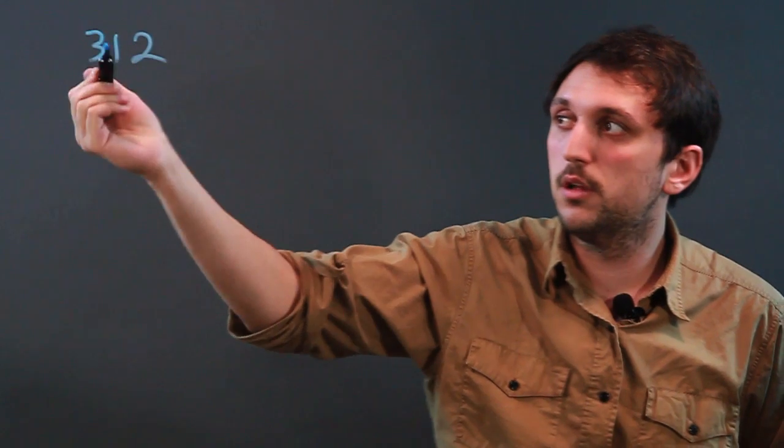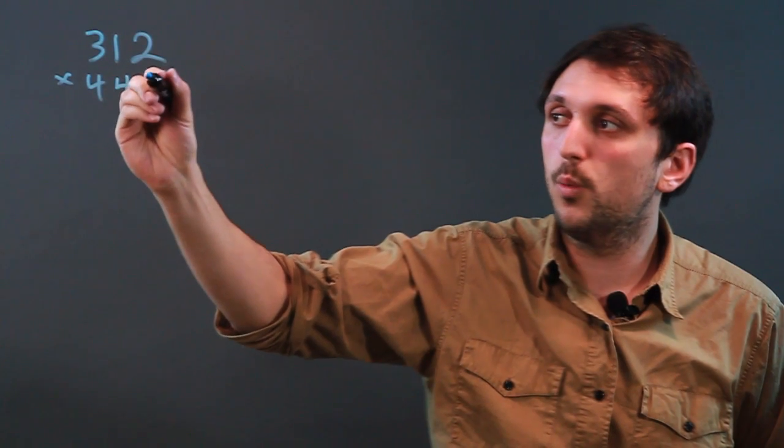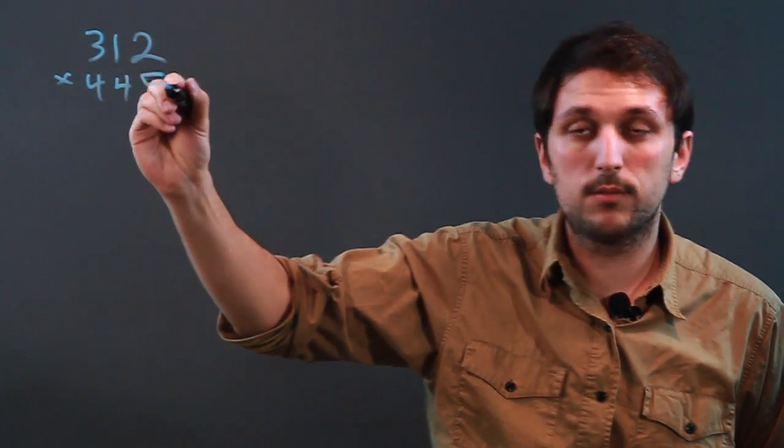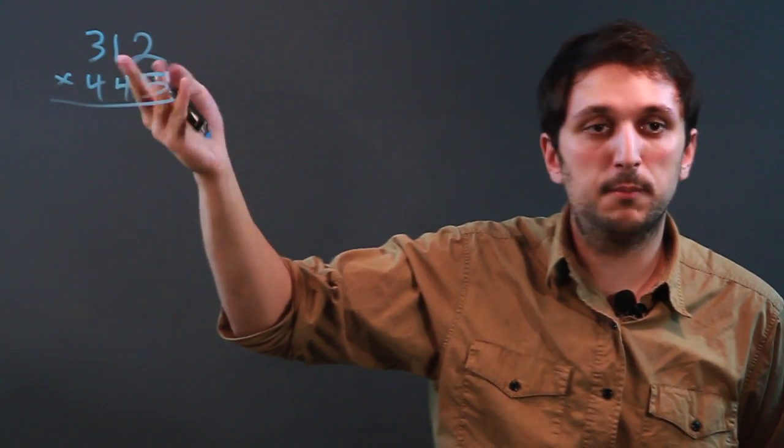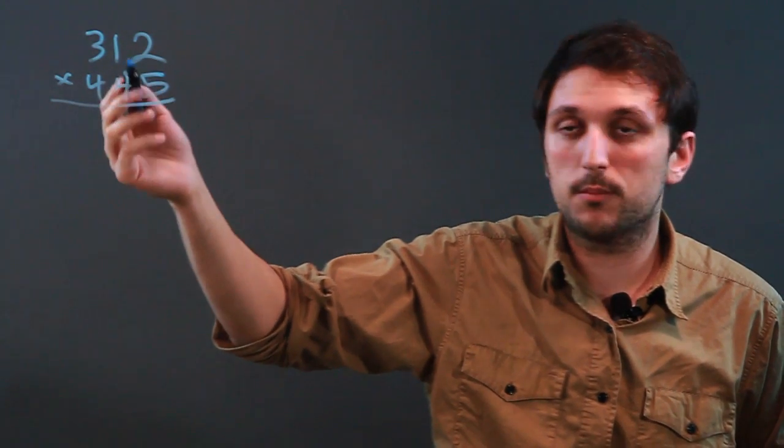Now, what I'm going to do is put a multiplication problem on the board, solve it, and then show you how I would check it over. So let's take the numbers 312 times 445. Not that it takes that much deciding, I just like my 4s.